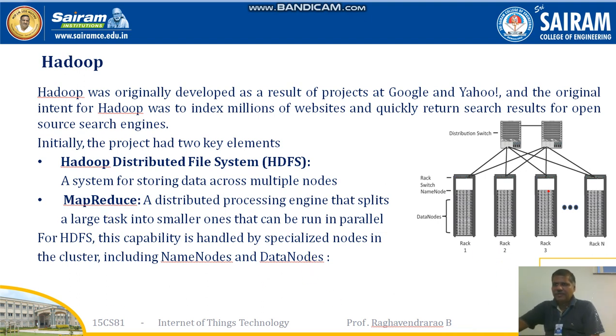Now you can see here that these are called data nodes: 1, 2, 3, 4 like this. Then these are the name nodes. The name is stored in these name nodes, and the individual units are called racks. The data is stored, and there is a distribution switch. With more than one processing unit, parallel processing is done over there. Like this, the data is split across locations, and it is also processed.